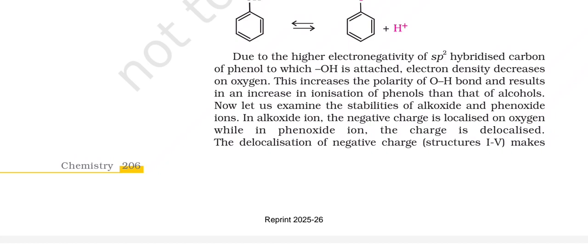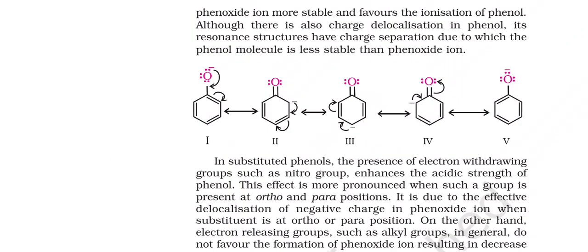Now let us examine the stability of alkoxide and phenoxide ions. In the alkoxide ion, the negative charge is located on oxygen, while in a phenoxide ion, the charge is delocalized. The delocalization of negative charge makes the phenoxide ion more stable and favors the ionization of phenol. Although there is also charge delocalization in phenol, its resonance structures have charge separation, due to which the phenol molecule is less stable than the phenoxide ion.